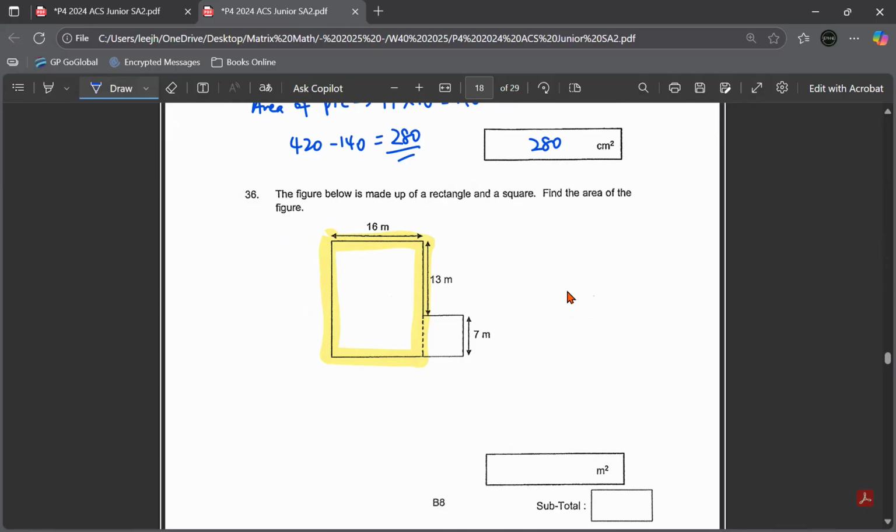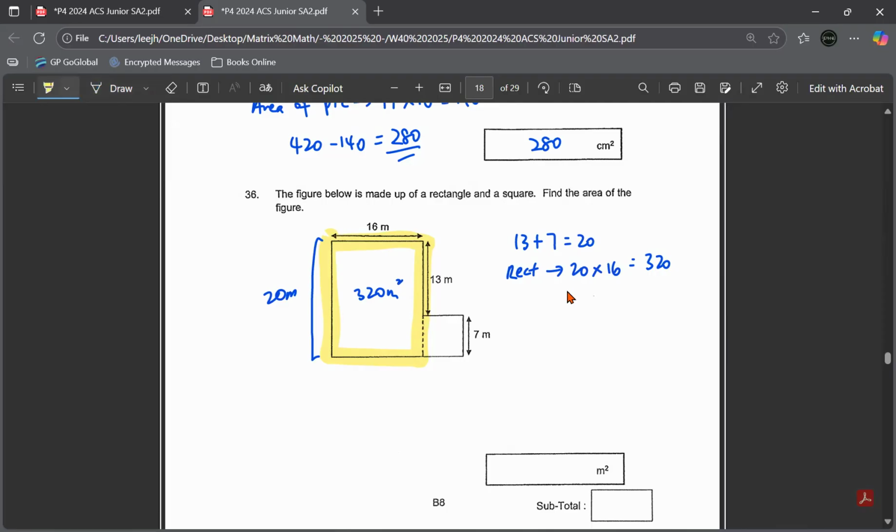This is the rectangle, and this one is definitely the longer side. So you need to find this one, which is 13 plus 7, 20. So this is 20 meter. So you can find the area of the rectangle, which is 20 times 16, 320. So this is 320 square meter.